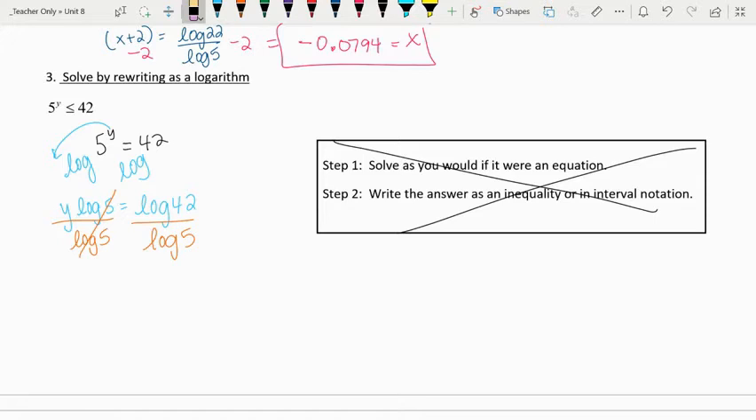They are attached, okay? So all we have to do is type that into our calculator, and we end up getting y equals, let me do it really quick, log 42 divided by log 5, and we get 2.3223.